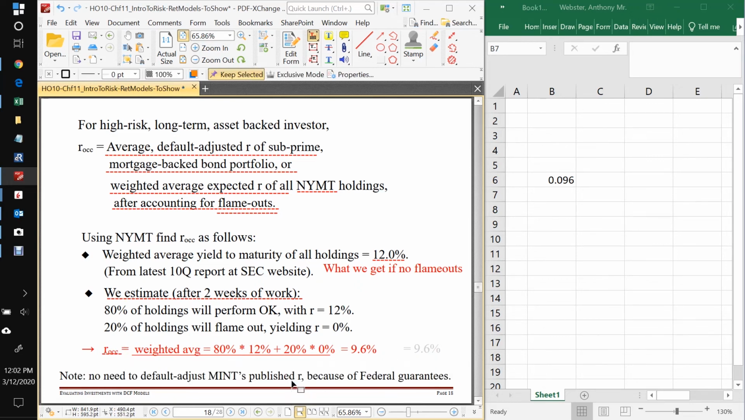Okay, again, final note here. As I pointed out previously, we did not need to adjust the Mint's published R because of those federal guarantees. There was no risk of flame out, right? So that's why we didn't have to go through this exercise for Mint.